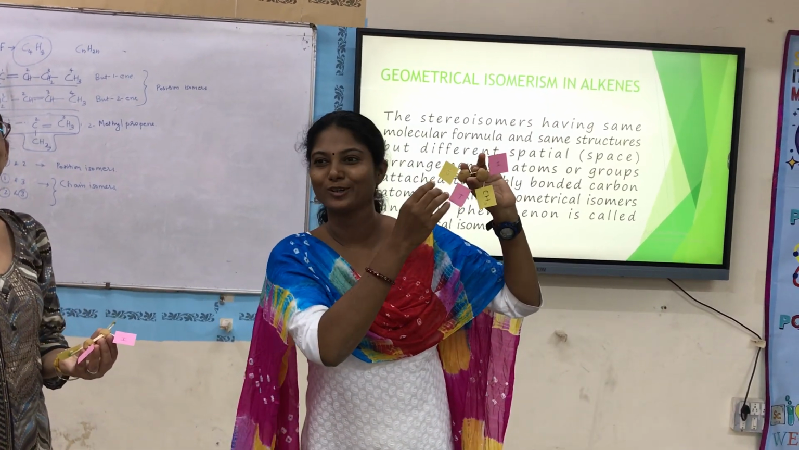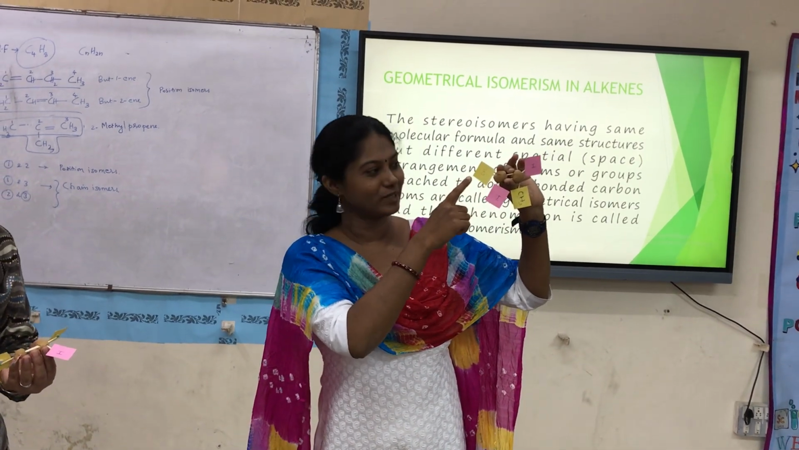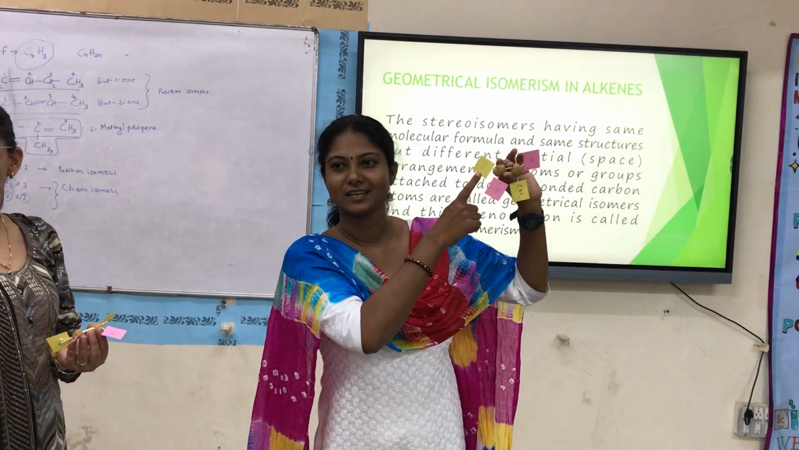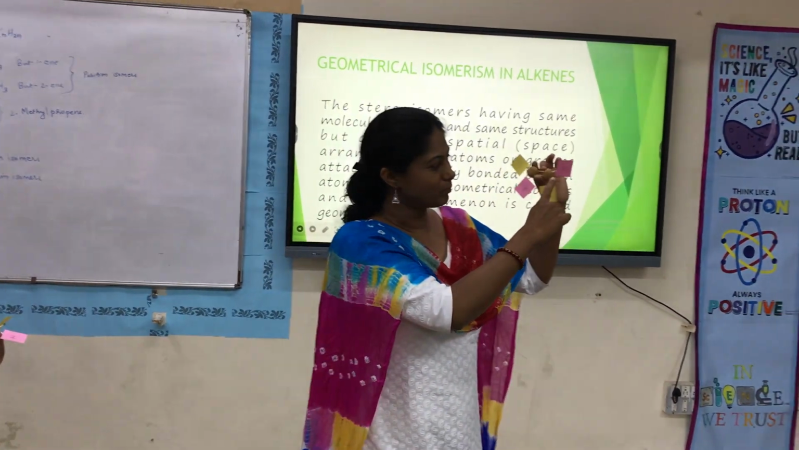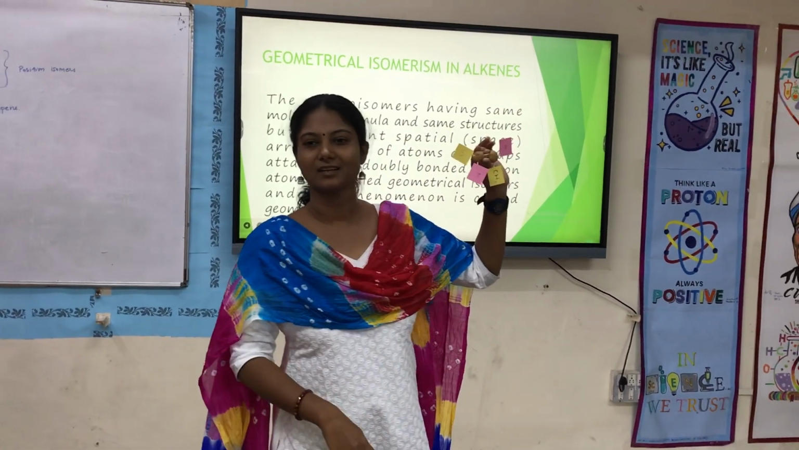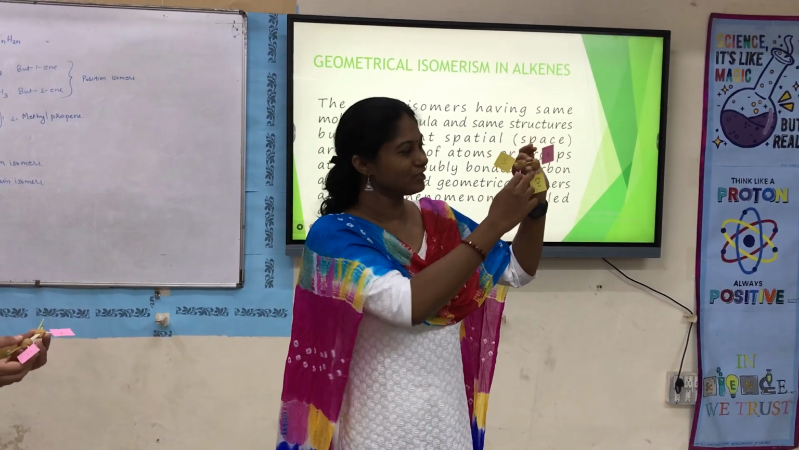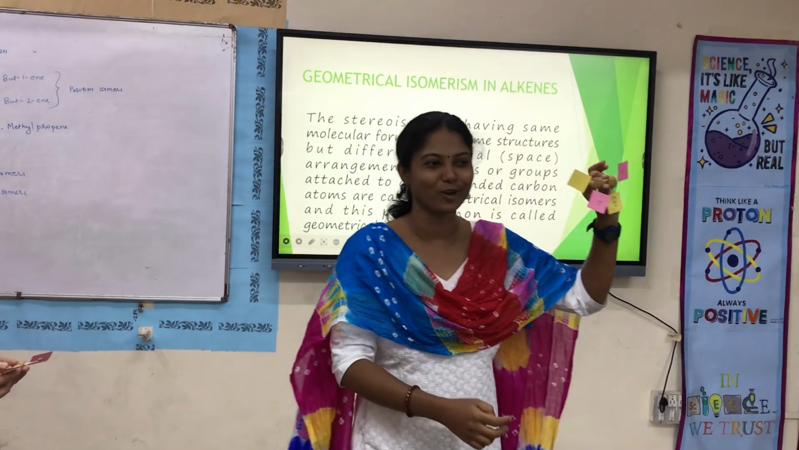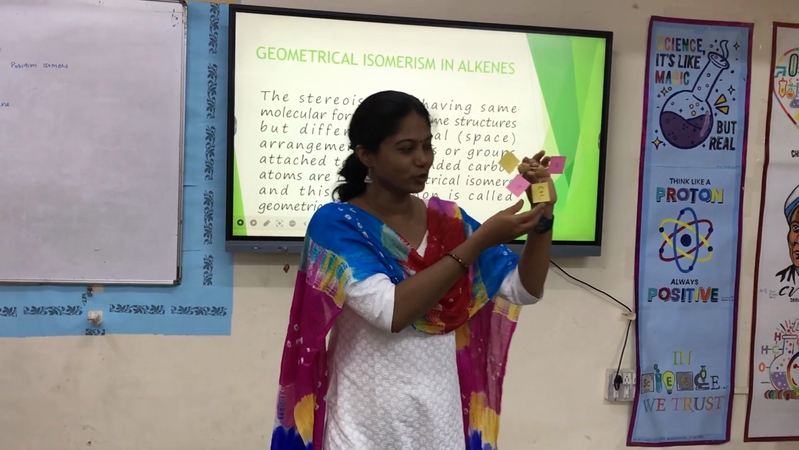But I just want to ask which molecule it is. That means here it has a CH3 group, then a CH double bond CH, and there is another CH3 group. So it has 4 carbon atoms, and the double bond is on the second carbon atom. So which molecule will this be? It is butene.